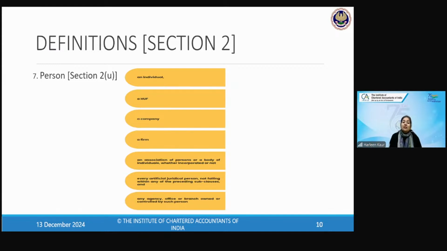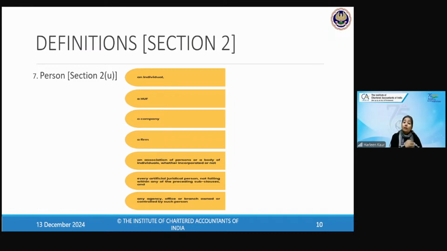So who is a person? Person is an individual, HUF, company, firm, association of persons. Association of persons means जो लोग मिलकर together अपनी एक association, organization बनाते हैं to do a business, or body of individuals. Whether incorporated or not, any artificial juridical person not falling within the above preceding subclauses, so company, any other artificial juridical person means a body corporate, any agency, office owned or controlled by such person.